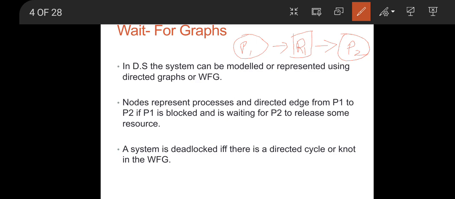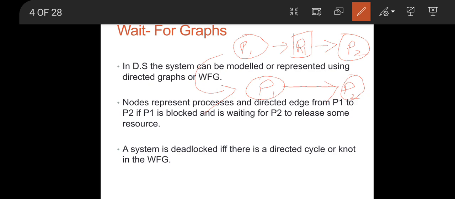But if we remove this resource from the graph, then also it will be understandable, and this is being done in wait-for graph. So in the wait-for graph, if the situation is like this, with P1 waiting for a resource that is being held by P2, we can remove the resource from this graph and simply connect P1 directly with P2. So the first one is resource allocation graph, and the second one is the simplified version of resource allocation graph, that is wait-for graph. If there is an arrow from P1 to P2, we need to understand that between P1 and P2 there is a resource. P1 is waiting for a resource which is being held by P2.